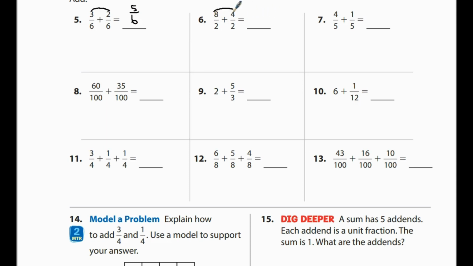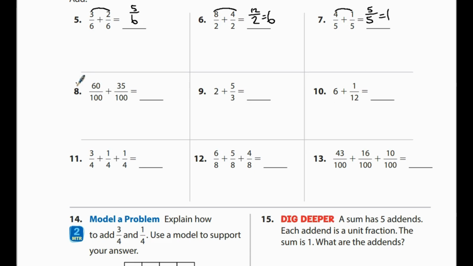I have 8 plus 4 is 12. Here's my improper fraction, 12 over 2. What is 12 divided by 2? Is 6. For number 7, I'm going to add again 4 plus 1, which is 5, over 5. But what can we call that? We can call it a 1 whole, right?